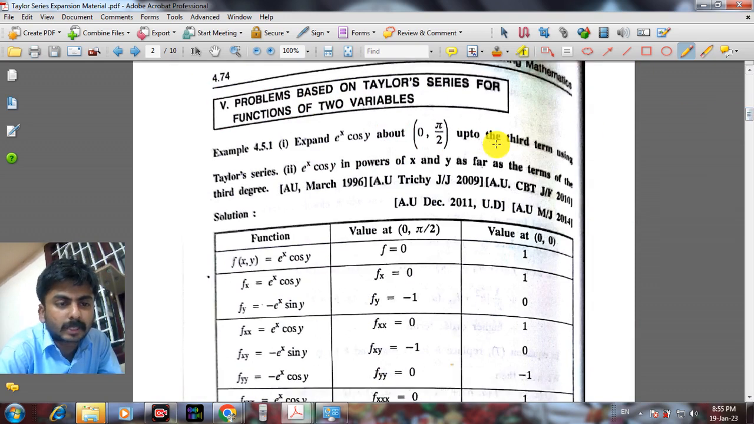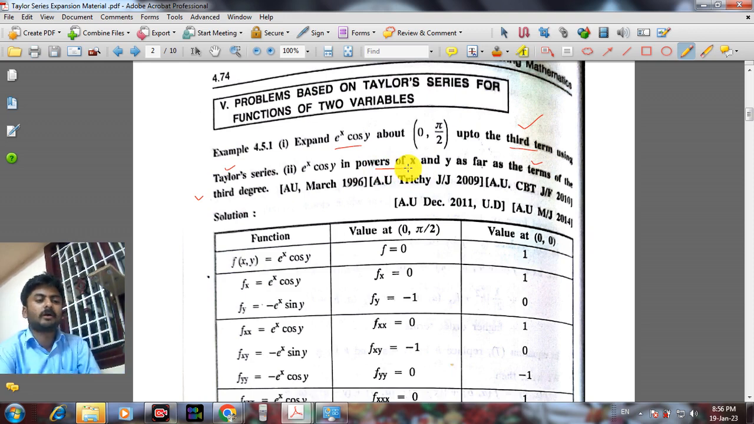So our first problem is expand e power x cos y about the point 0, pi by 2 up to third term using Taylor series. First question, and this question can also be asked as expand e power x cos y in powers of x and y as far as the terms of the third degree. It can be asked as up to third term, or it can be asked to expand the terms of third degree. So up to third term or third degree, both are same. So expand using Taylor series or expand in powers of x and y are same. So the question can be asked in both the ways.